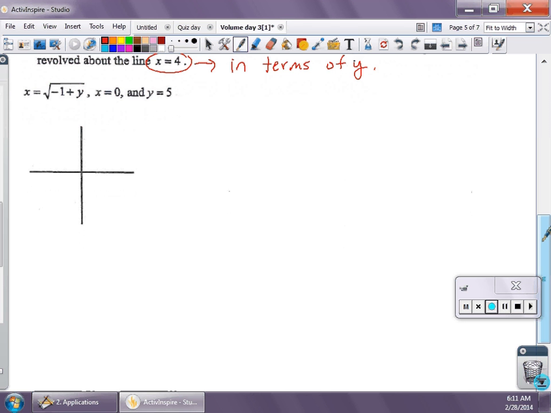Okay, so we said earlier that this was y equal to x squared plus 1, and we only want the right side, so x squared plus 1 looks something like that. We have the line y equal to 5. We have x equal to 0, so this is the region that's going to get revolved, and it's getting revolved around the line x equal to 4.